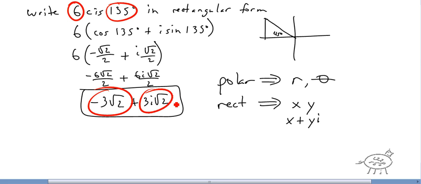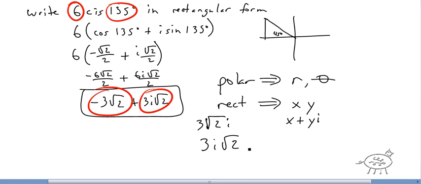I will usually ask for it in exact form. Okay, so you'll give it to me as negative 3 root 2 plus 3i root 2. Sometimes you can put the i after, so they put 3 root 2 i. The reason I don't like to do that is because sometimes people get confused and they write it like this, 3 root 2 i, and it looks like the i is under the radical. So I prefer it this way.